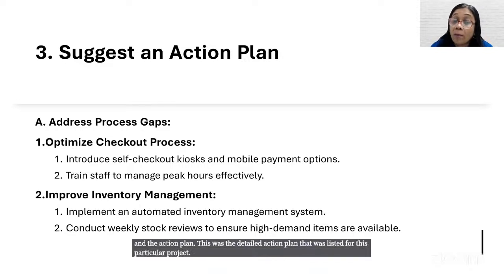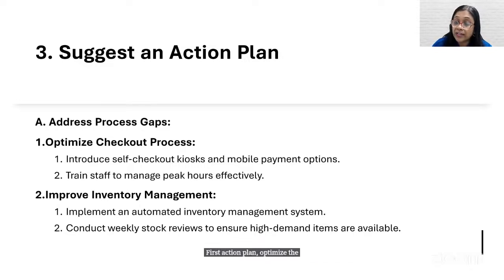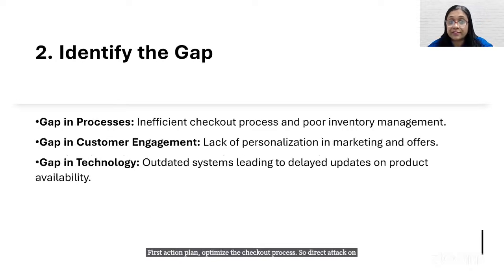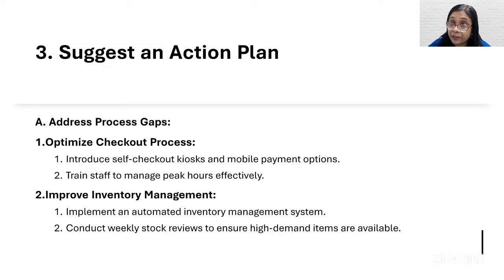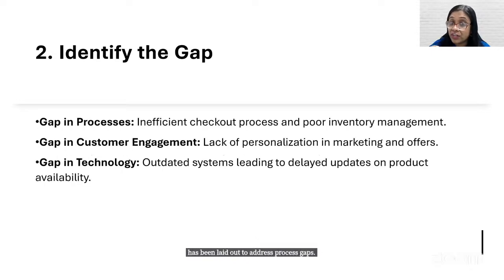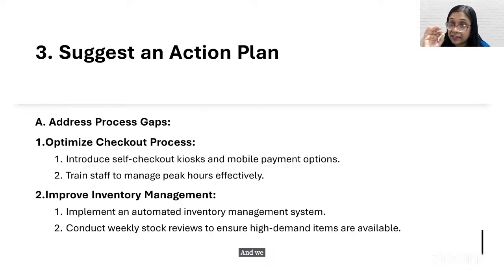First action plan: optimize the checkout process. So, a direct attack on the checkout process. Introduce self-checkout kiosks and mobile payment options. Train the staff to manage peak hours effectively. Understand, guys, the first action plan has been laid out to address process gaps, which are checkout process and inventory management. And we have created an action plan aligned to those process gaps.